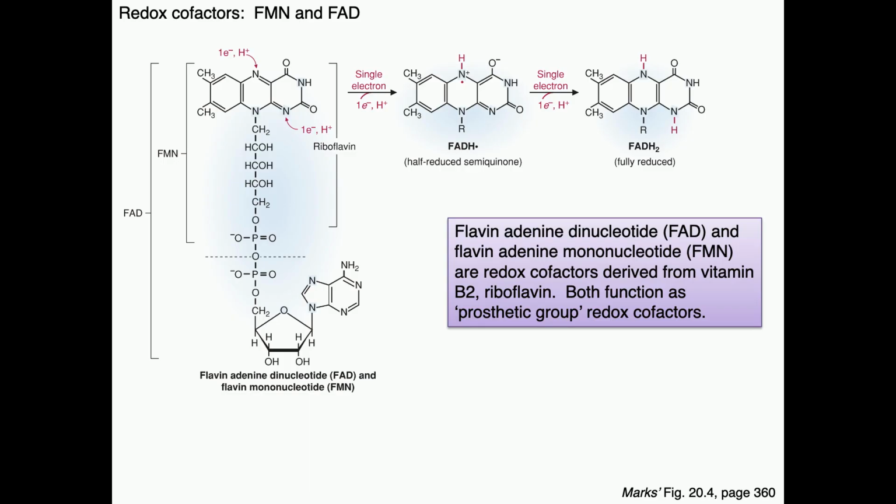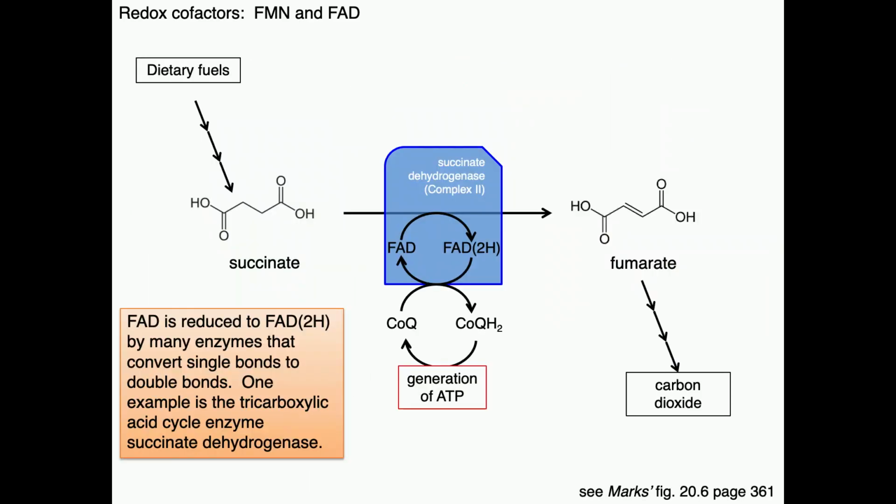Okay, so this is shown as a one-way reaction here, but this is also reversible, right? So when FAD gets reduced to FAD2H, it can then get oxidized back to FAD. An example of that is succinate dehydrogenase in the TCA cycle and also in the electron transfer chain. One of the common reactions that FAD containing enzymes will participate in is taking a single carbon-carbon bond and taking electrons away from the carbon and making it into a double bond. Okay, and that's shown here.